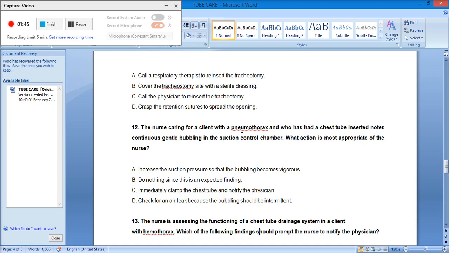The nurse caring for a client with a pneumothorax who has had a chest tube inserted notes continuous gentle bubbling in the suction control chamber. What action is most appropriate for the nurse? A. Increase the suction pressure so that the bubbling becomes vigorous. B. Do nothing since this is an expected finding. C. Immediately clamp the chest tube and notify the physician. D. Check for a leak because the bubbling should be intermittent. The correct answer is B. Do nothing since this is an expected finding.